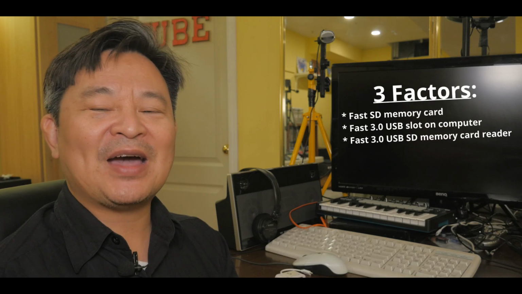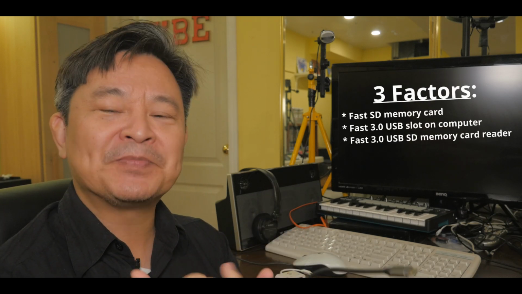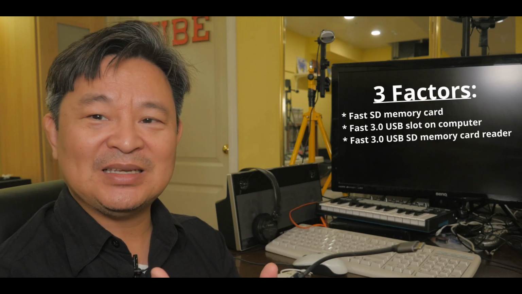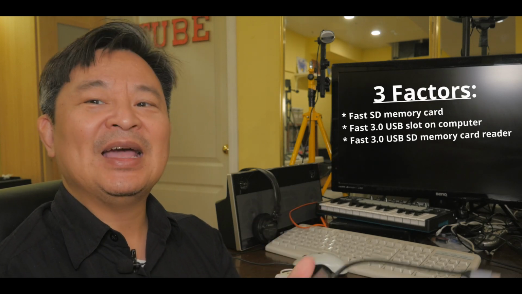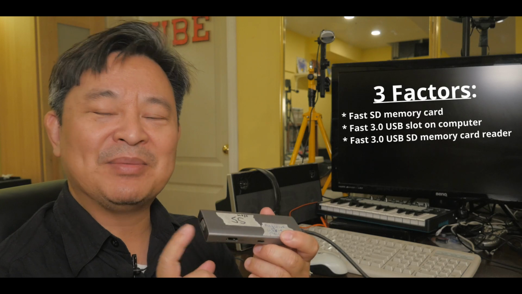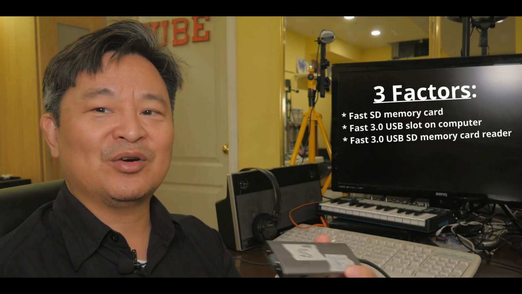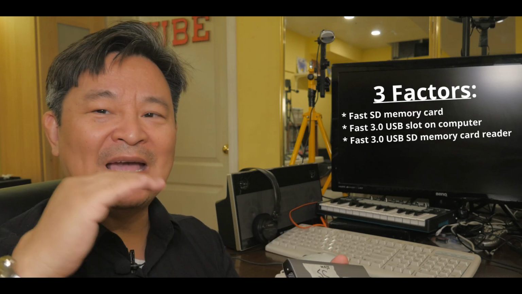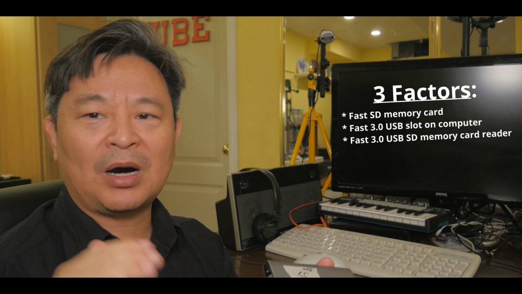Now, by the way, the SD card is also important. There are actually 3 factors, right? Make sure you have a fast SD card, a fast USB 3.0 on your computer, and of course a fast memory reader. You have to have all these in order for it to be compatible. If any of these slows down, that will be your bottleneck.